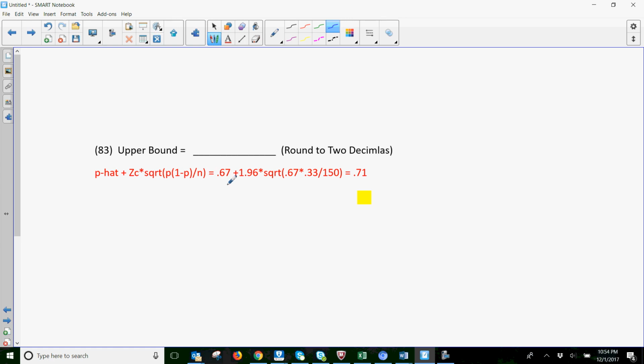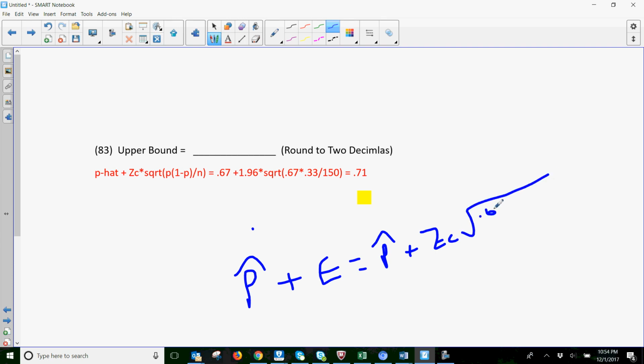Then it said to find the upper bound, and again you're going to have p hat. So you can do p hat plus a margin of error, and that error again is z critical, which was 1.96, times the standard error. It's hard to write. As you plug all that in, you get your upper bound to be 0.71.